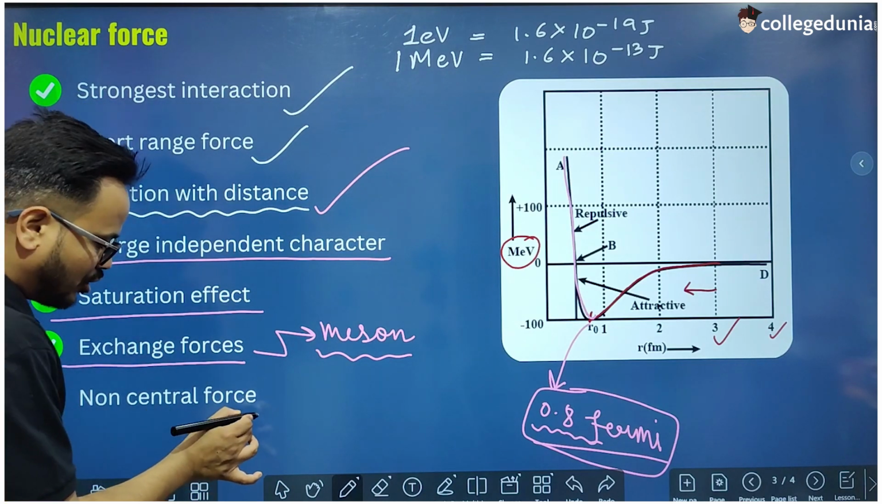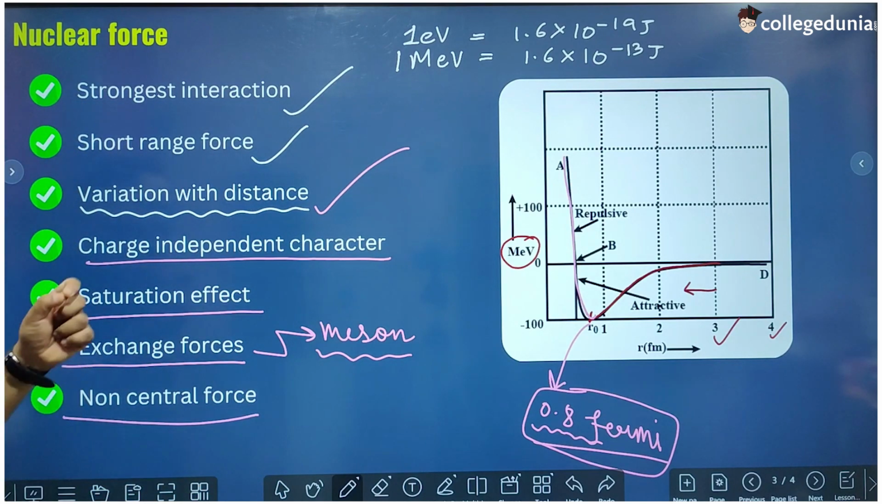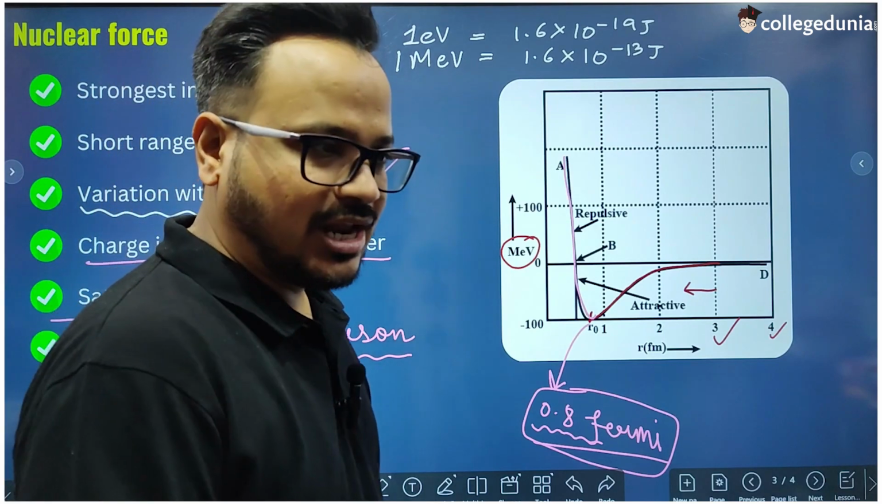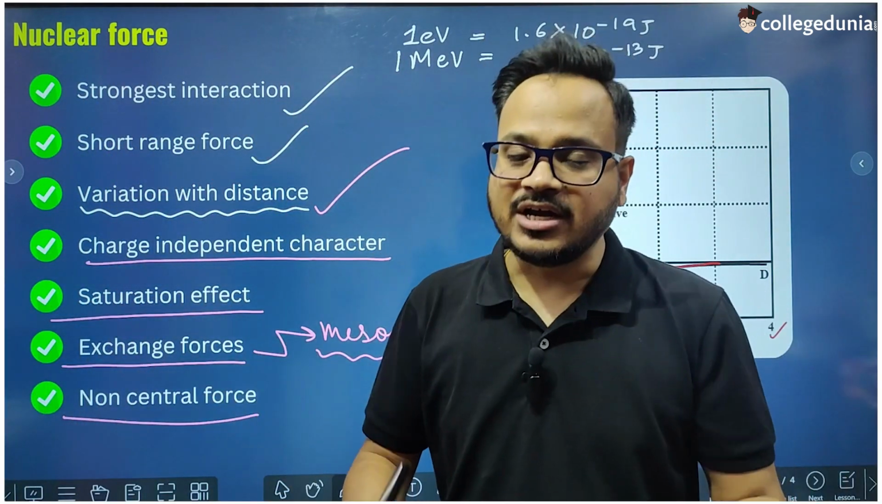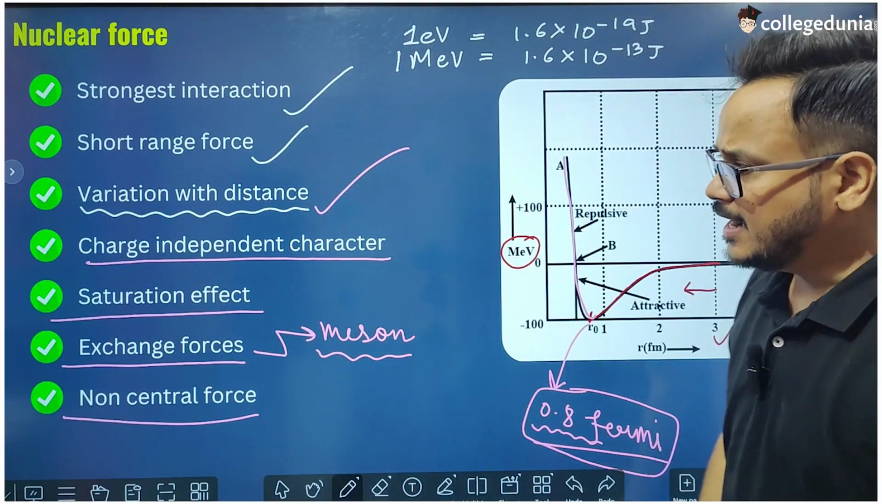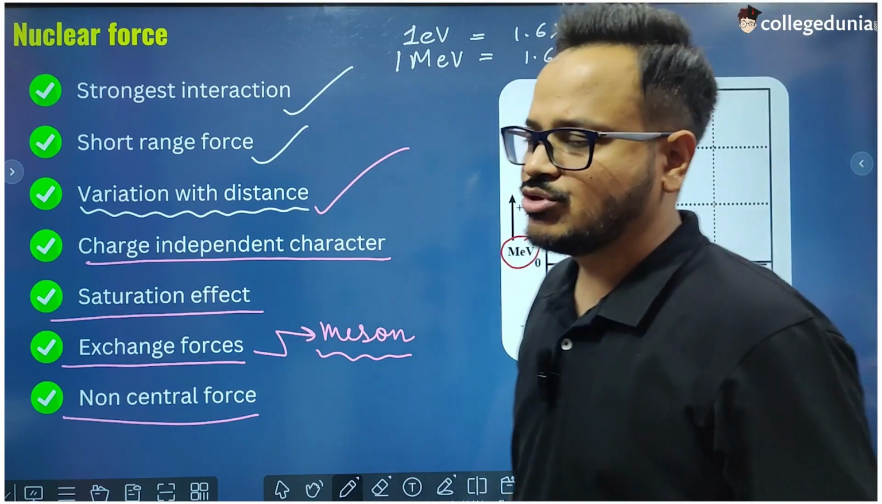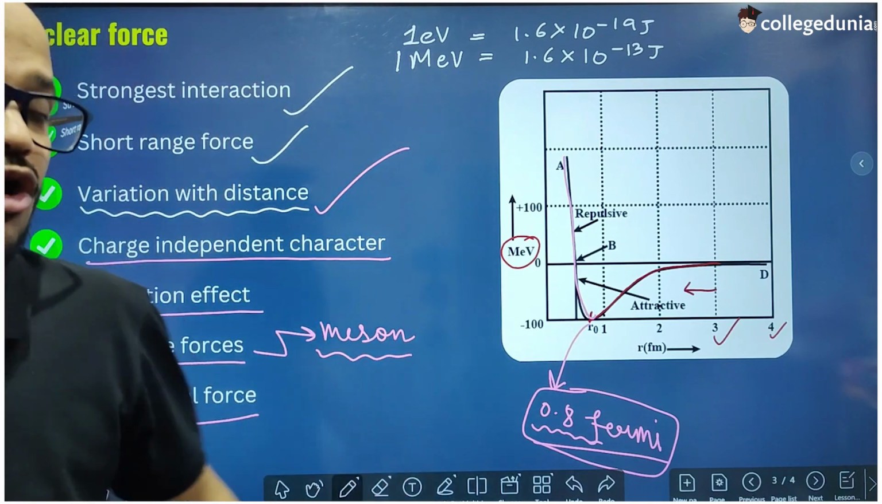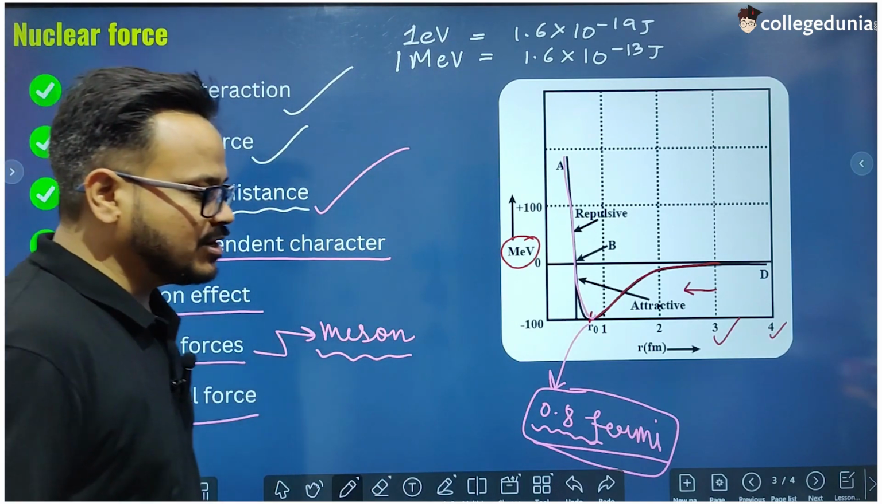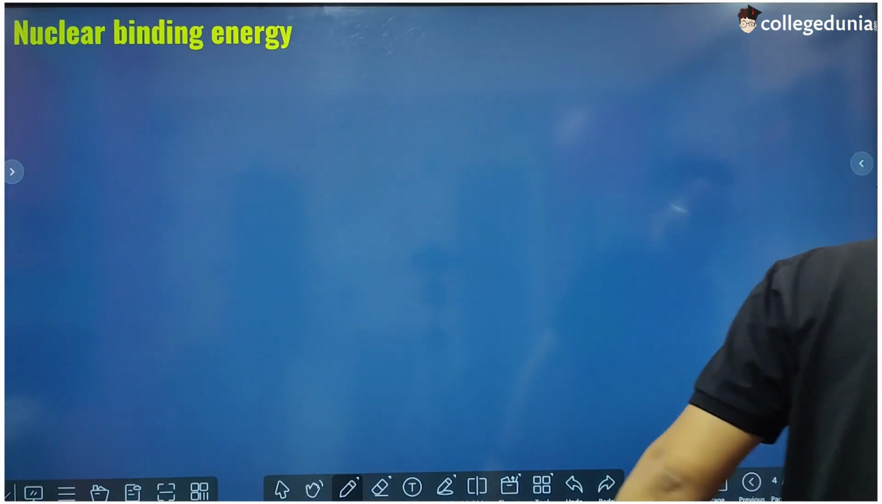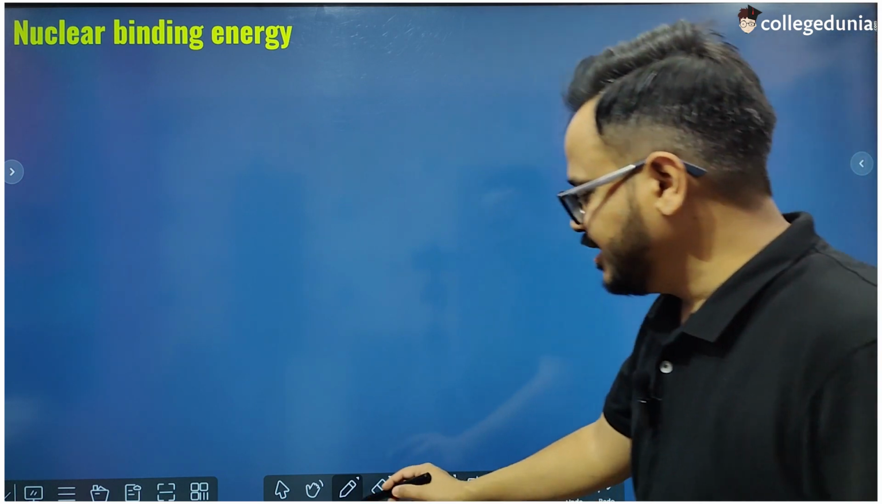And nuclear forces are non-central forces. These forces do not exist along the line which is joining the centers of the two nucleons, right? So this graph is very important and these properties of nuclear forces are very important. Now we will study the most important topic of this lecture, which is called nuclear binding energy.